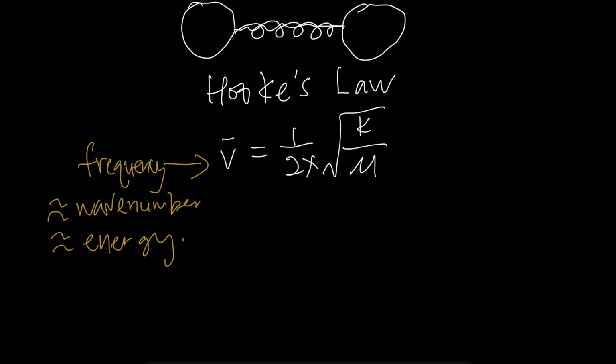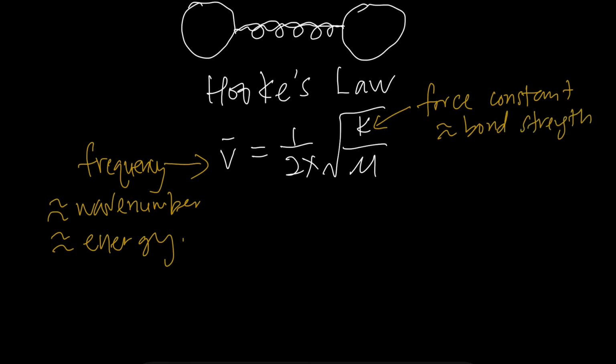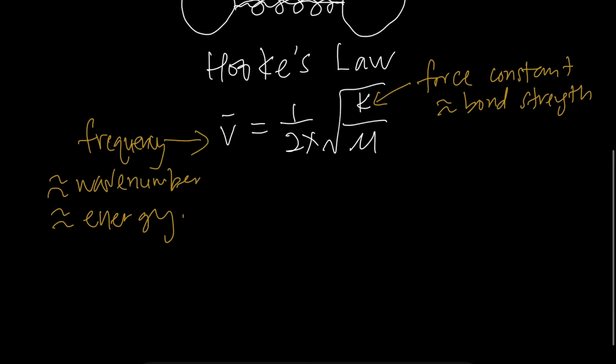And K is the force constant, so it relates to the bond strength. It is the strength of the spring, but in a compound, of course, it is the strength of the bond. Mu relates to the mass of the bonded atoms. So by looking at Hooke's law, we can know the relationship between the bond strength, the mass of the bonded atoms, and the wave number of the absorption band.